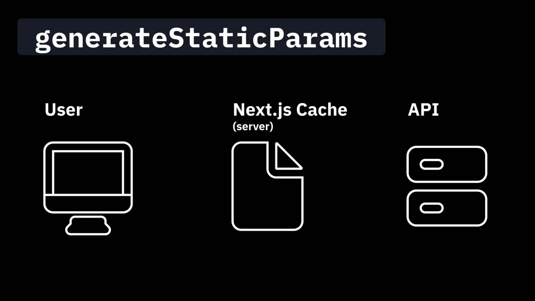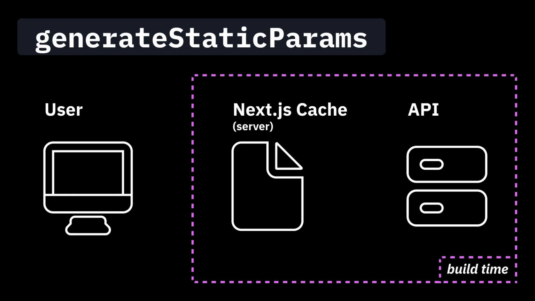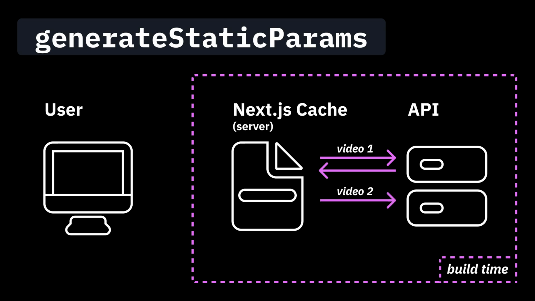So when we now build the app, Next.js is going to iterate over the IDs that we return. So for video number 1, Next.js is going to fire a request to an API, it's gonna receive a response, and it's gonna store it in the cache, and the same goes for video number 2 and all the IDs that we returned.